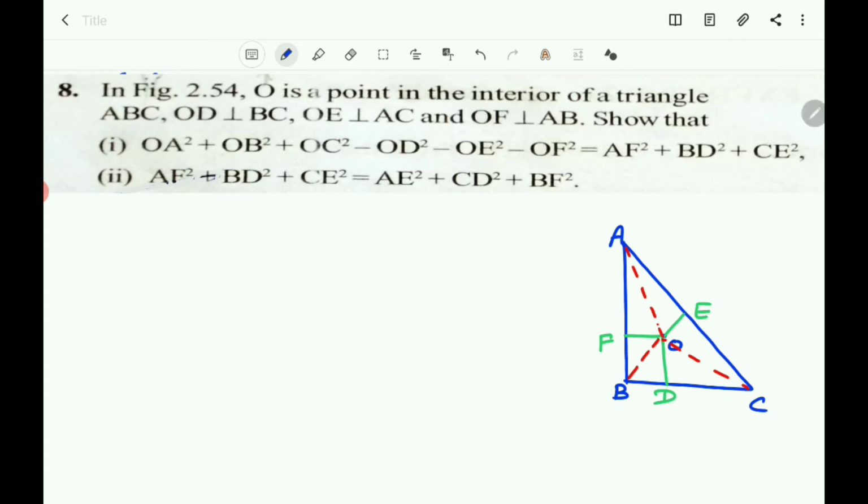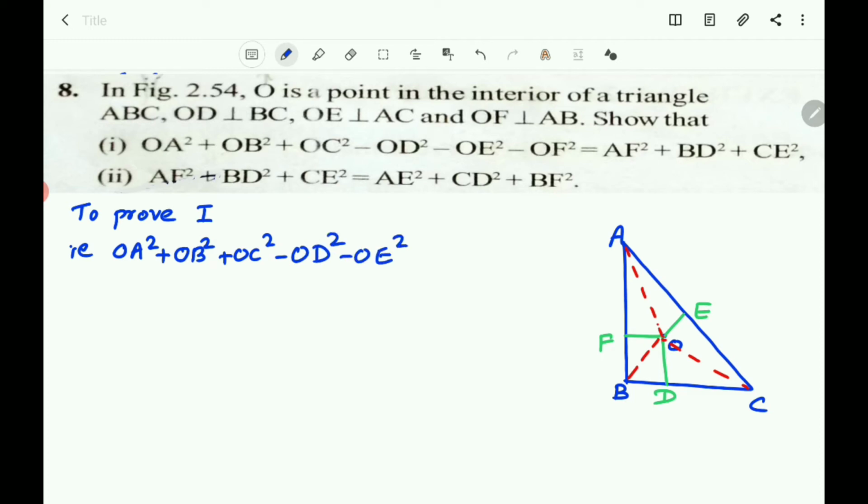You take the solution of the first one. To prove: OA square plus OB square plus OC square minus OD square minus OE square minus OF square is equal to AF square plus BD square plus CE square.